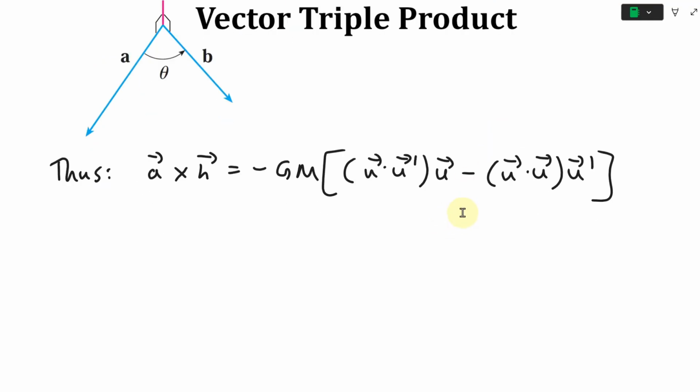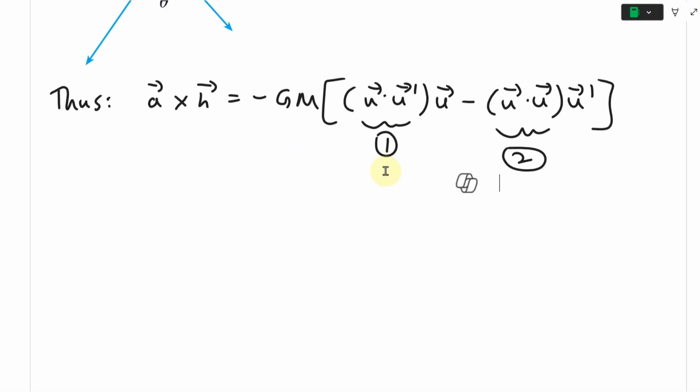Alright, now that we have these, let's start solving these two parts right here. I'm going to call this 1, and then this part I'm going to call 2. So for the first one, we have, again, U dot its derivative.